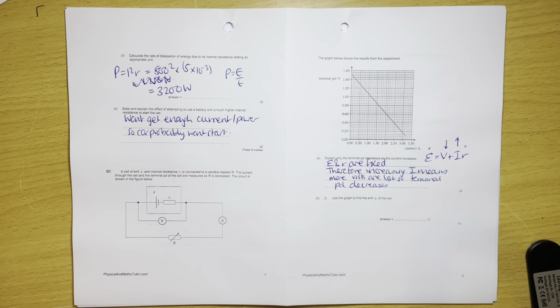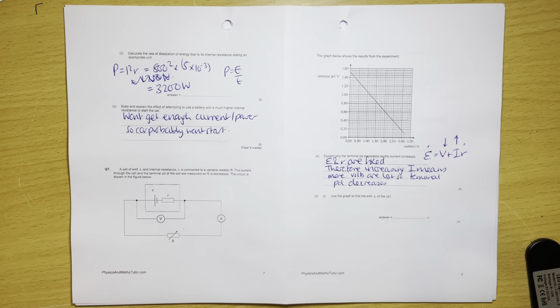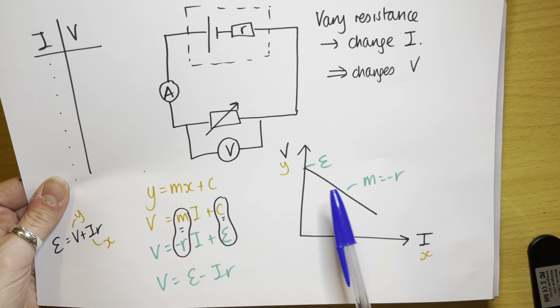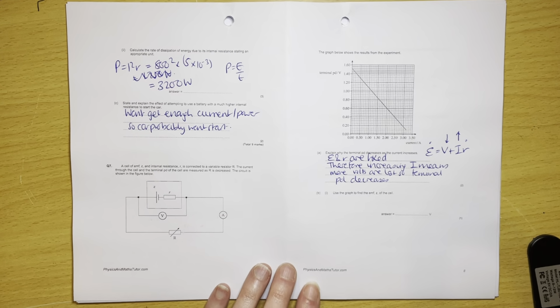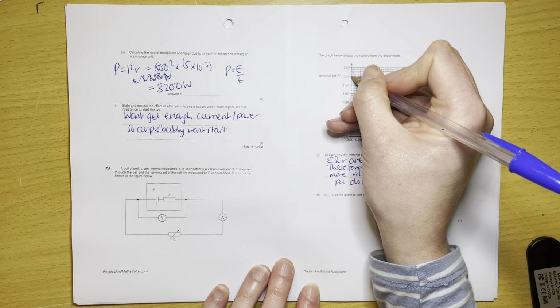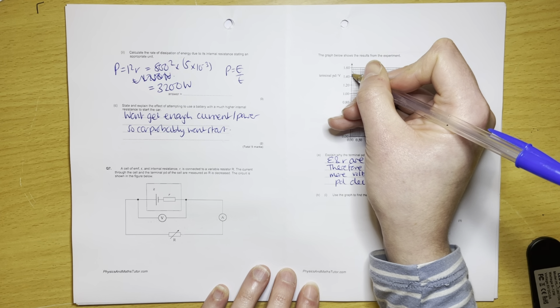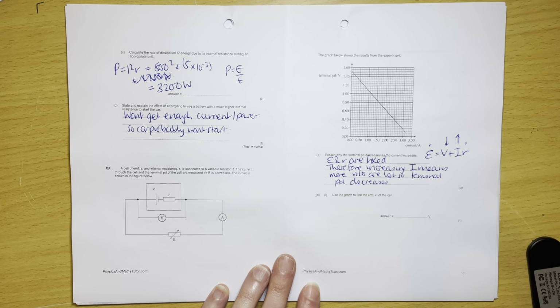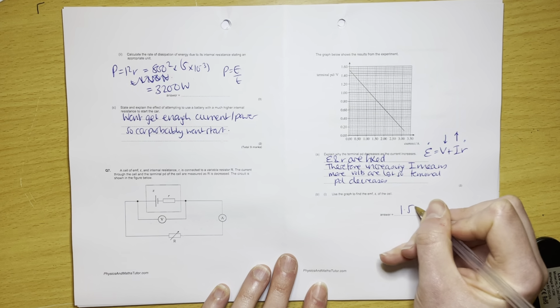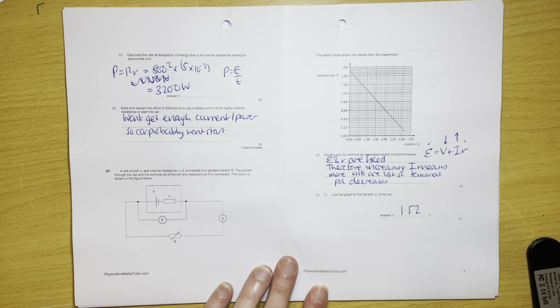Use the graph to find the EMF E of the cell. Now we know from here, this is something you should just know, that the EMF is the y-intercept. So I'm going to read that y-intercept off. This is 1.4, each of these is 0.04, so that's 1.44, 1.48, 1.52 volts is going to be my answer there.